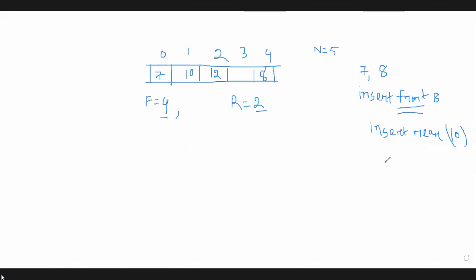Suppose the next instruction is delete from front. Which element will be removed now? Here the front pointer value is 4, which means that 8 is the first data element. So after deleting 8, how should the front pointer value be changed? Front will be 0. Very good. The front element is 8 and its position is 4, which equals n minus 1. After deleting it, the new value of the front pointer will be 0. So now 7 is the first element of this queue.